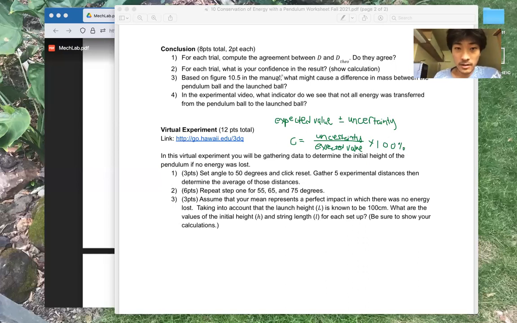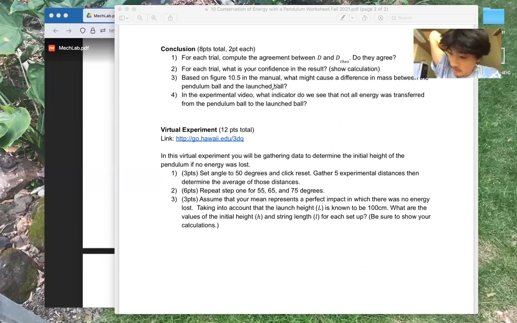Okay, based on number figure, just look at figure 10.5 in the manual and you can see how to do number 3. So that's number 3 as well. So number 3, look at 10.15. And number 4, watch the experiment video on the course website, so then you can see what happens. It's not a very long video, it's a couple minutes, but they show the collision in slow motion. So look at the experiment video on the course website. The link is on the La Lima page.